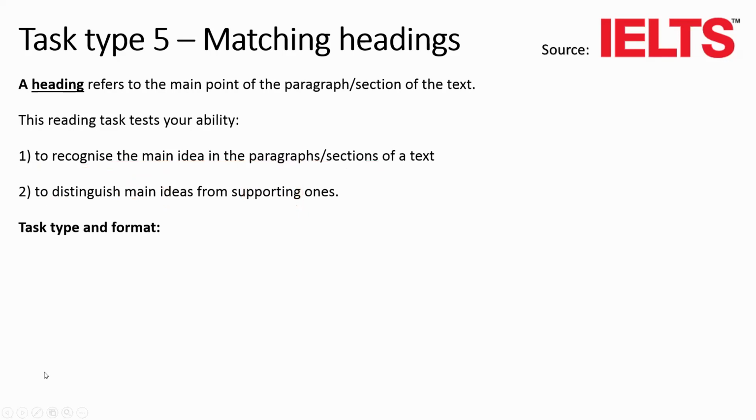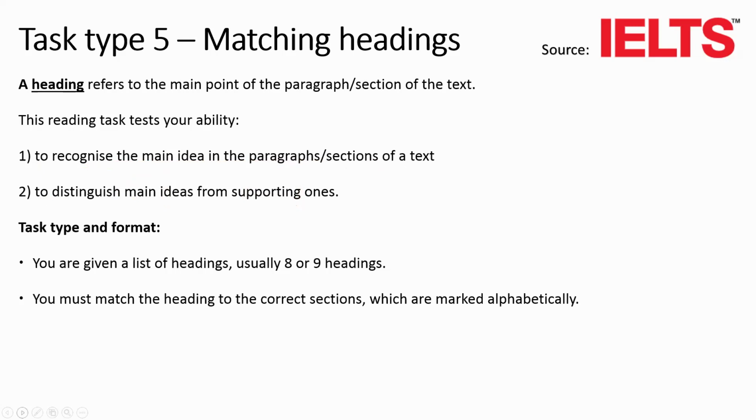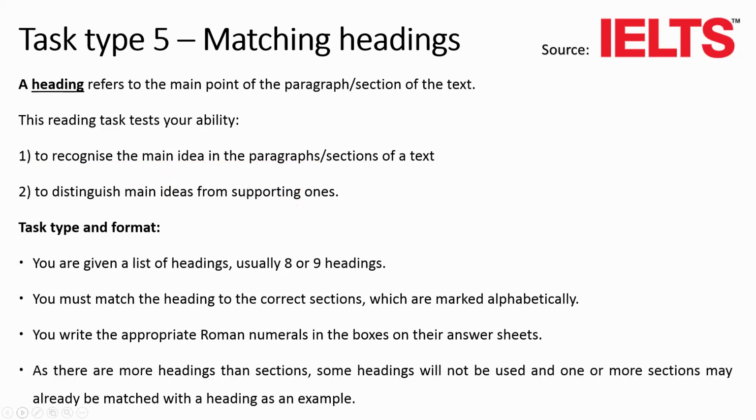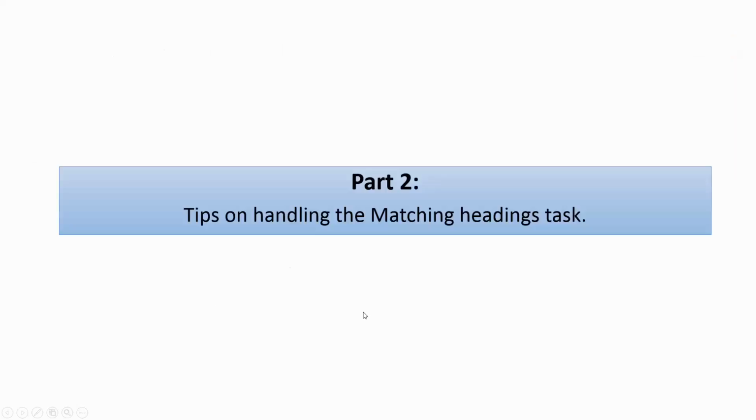So in terms of task type and format, here are the features. You will be given a list of headings, usually 8 or 9, and you must match the heading to the correct sections, which are paragraphed alphabetically. And you are expected to write the appropriate Roman numerals in the boxes on the answer sheet. And please remember that as there are more headings than sections, some headings won't be used. And one or more sections may already be matched with a heading as an example for you.